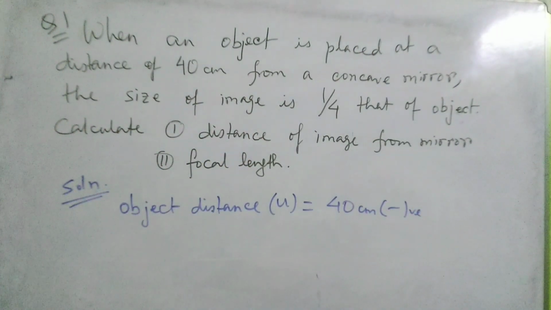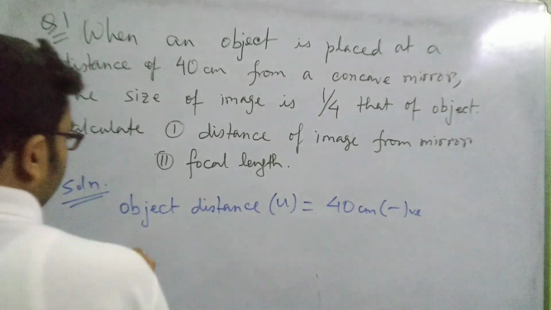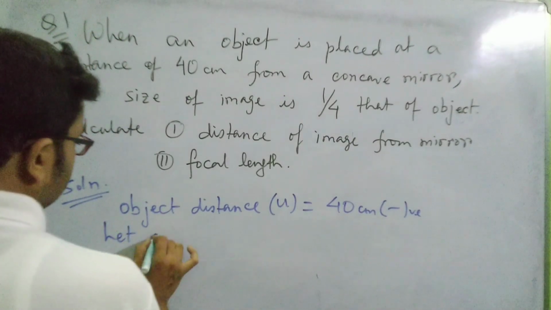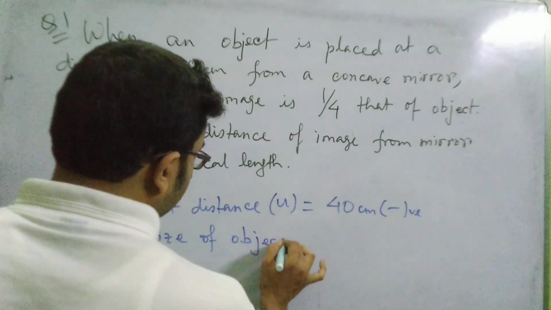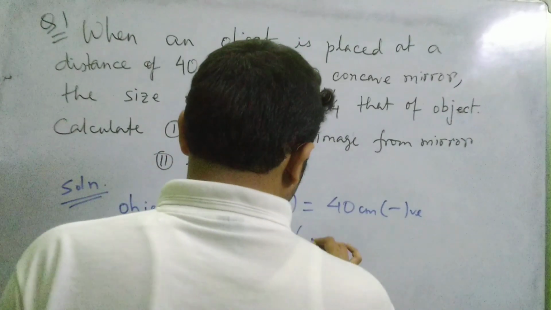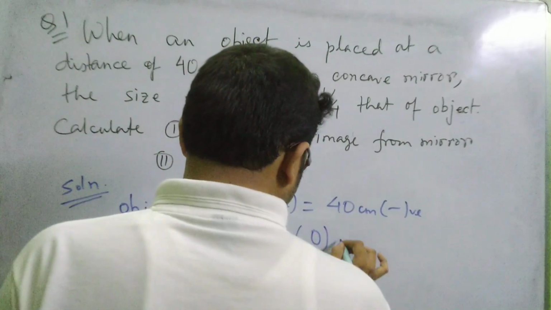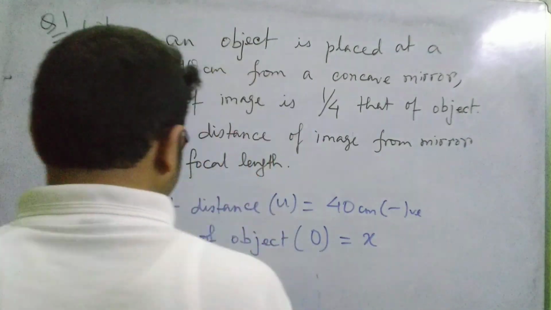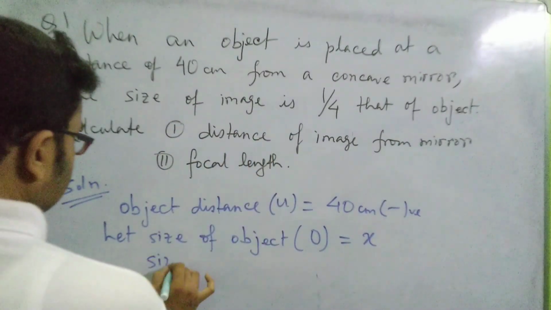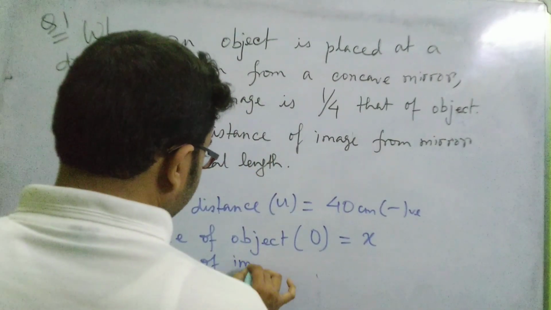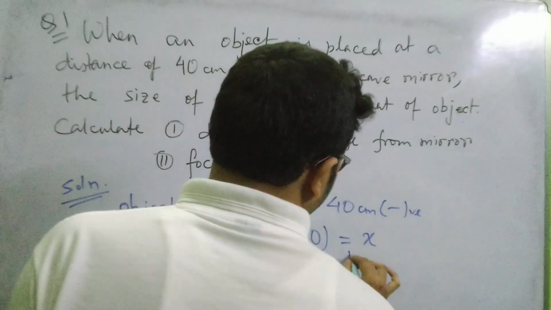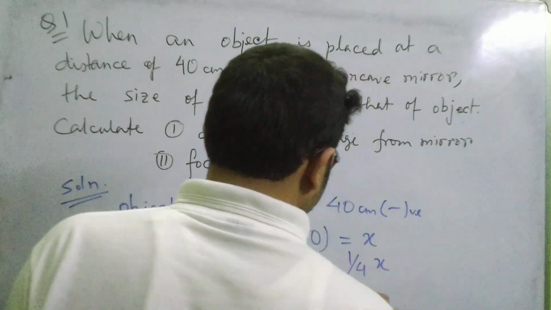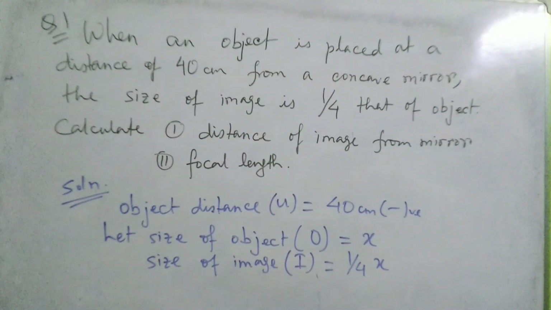Then it says the size of the image is 1/4 the size of the object. Okay, so we have to consider here, let size of object, which is denoted by the letter O, to be x. Then size of image, which is denoted by the letter I, will be 1/4 of the size of the object. So it's 1/4 x, isn't it?